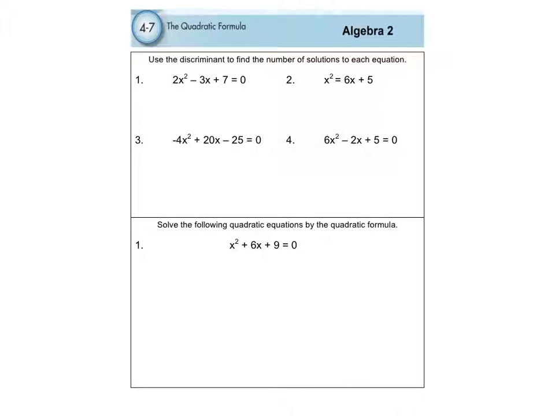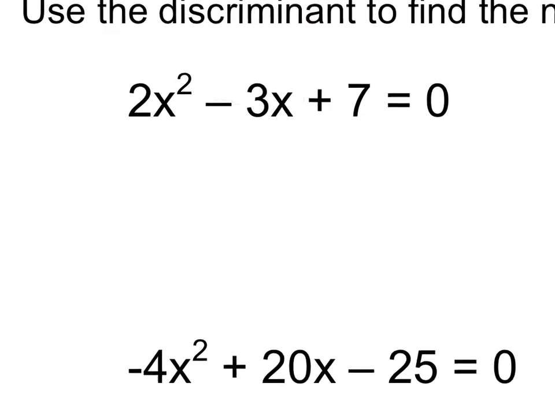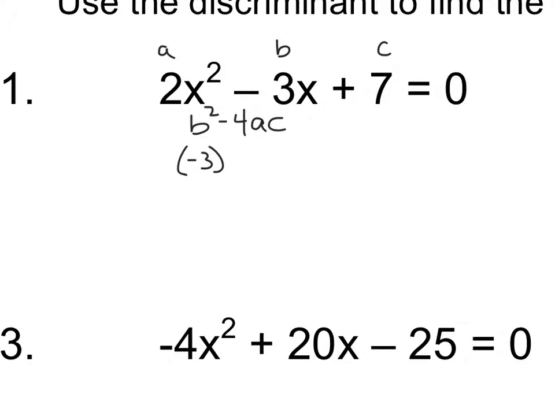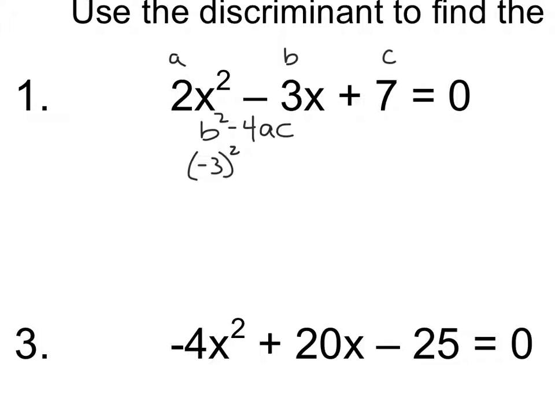Okay, so let's learn how to calculate the discriminant. Let's look at number 1 here. Again, we want to use b squared minus 4ac. What I'm going to do is label that as a, that's b, and that's c. So I want negative 3 squared minus 4 times a is 2 and c is 7.